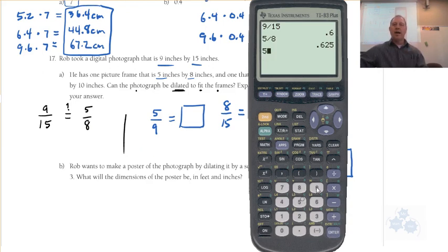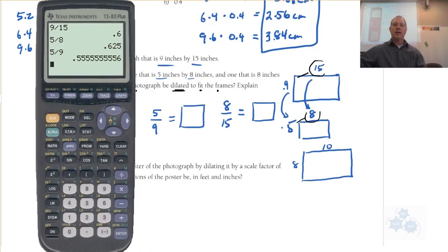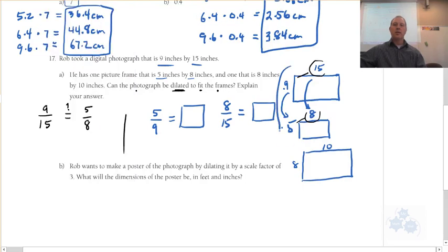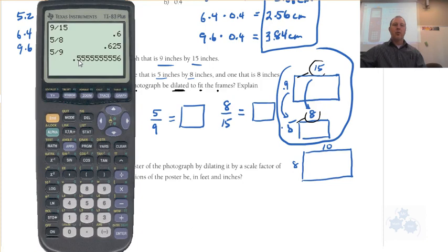So let's try 5 divided by 9. Okay, so here the scale factor between the first two, I'm looking at these two right now, the scale factor between the 9 and 5 is going to be 0.5555. Now let's check 8 over 15 and see if it's the same. 8 divided by 15. Not quite the same.